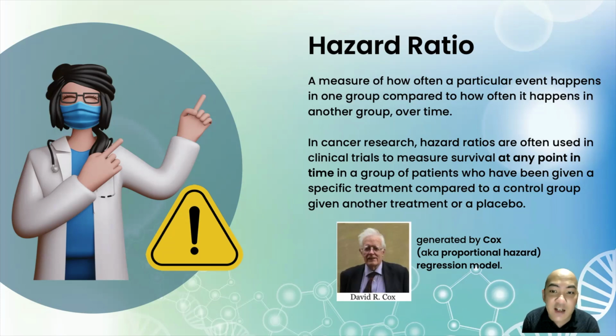So in cancer research, hazard ratios are often used in clinical trials to measure survival at any point in time in a given group of patients who have been given a specific treatment compared to a control group given another treatment or a placebo. This was actually introduced by Mr. Cox, or David R. Cox. He is a statistician who is also responsible for the logistic regression. Okay, so we have already discussed in the previous video the binary logistic regression. So he's also the one responsible for that. And this regression model that measures the hazard ratio is called the Cox regression model, also known as the proportional hazard regression model.